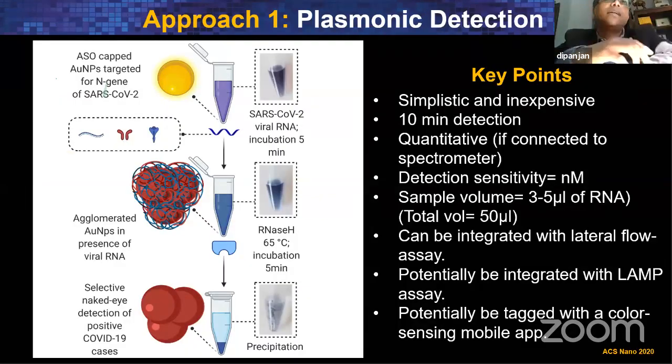So you can see here that when we started, the ASO capped gold particles are purple in color. Then we mix in the viral RNA, with 5 minutes of incubation, and you see the color changing. It went from purple to blue. Then we add RNase H with 65 degrees centigrade incubation for another 5 minutes, and that will lead to a precipitation of the whole thing.